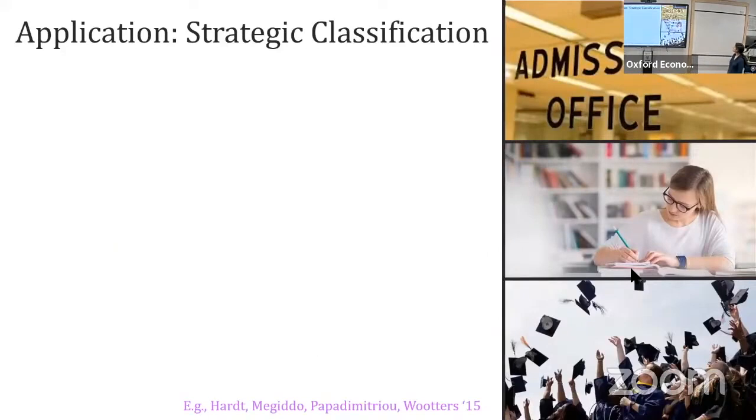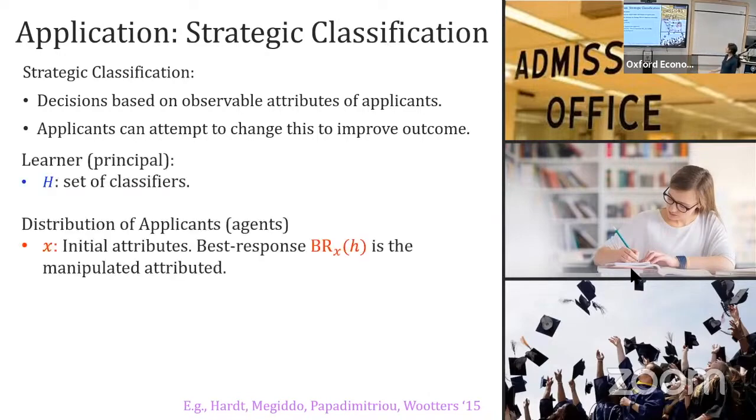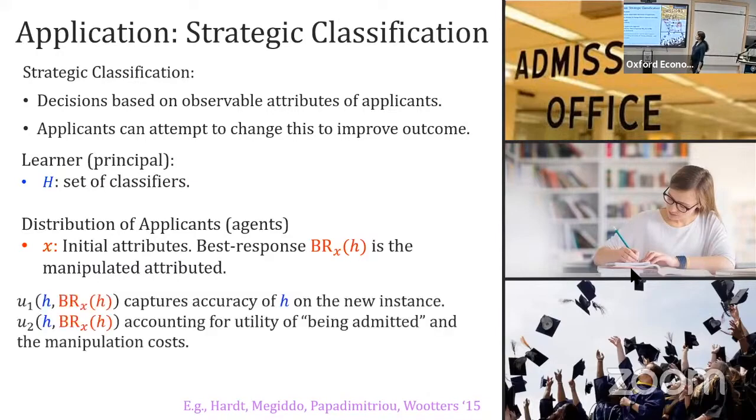The last one is strategic classification. Celestine also gave a great example of this. You're thinking about how you make decisions based on some observable attributes of applicants, and applicants can try to change them. You can think about the learner or the principal trying to choose between a set of classifiers, and then the agents responding to that set of classifiers by manipulating their data. Again, not zero-sum. In fact, different players could respond differently because they are starting from different points as well.